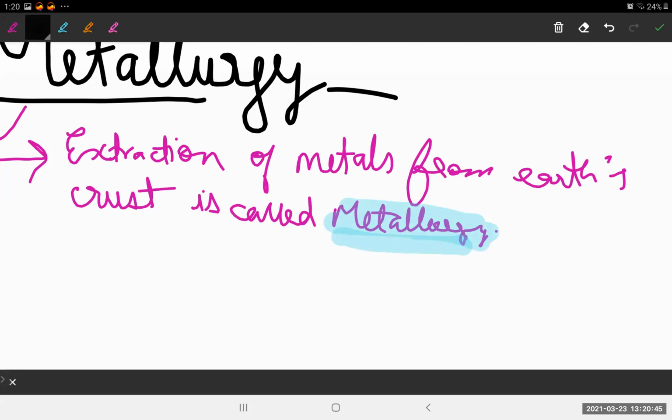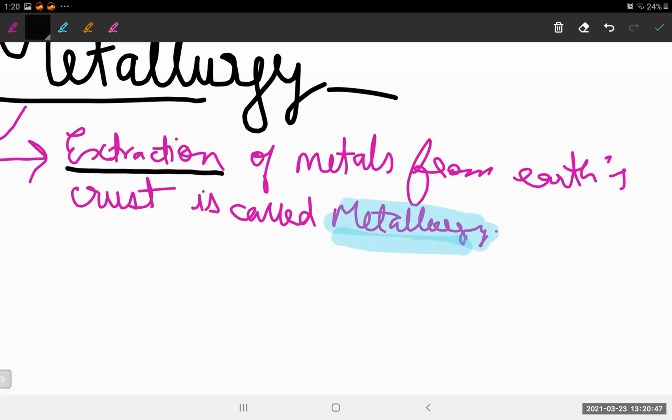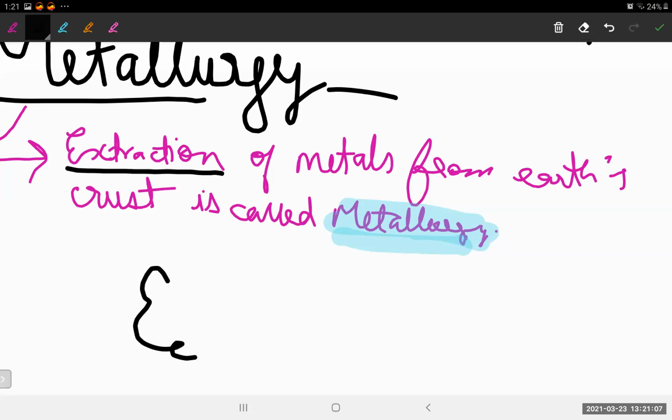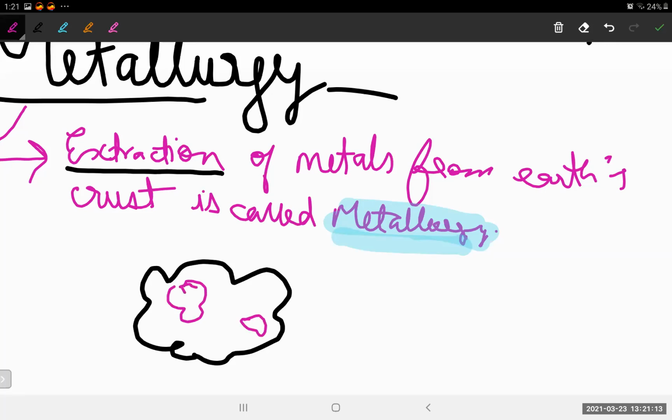So what are the keywords in this? Extraction of metals. See, the metals are not available like we see them, right? If we have an iron bar, is it available in nature like this? No, it's not. It's actually present in the form of rocks. Yes or no? There might be a rock in which somewhere this pink colored, let's make it pink colored, iron must be embedded. Yes or no?